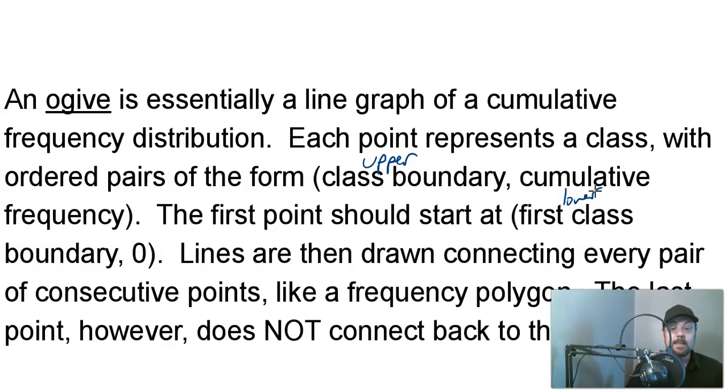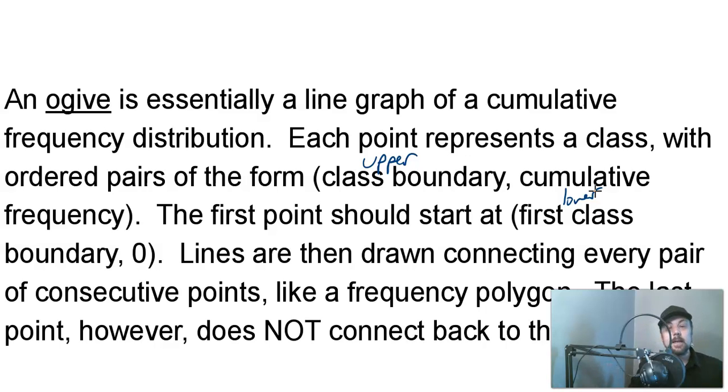I do know that for a fact. What we don't do is tie the other end down to the x-axis. So the ogive will start at the x-axis at 0, but it grows and grows and grows, and then we just leave it hanging up there. We do not take the end of that and tie it back down to the x-axis. So that's going to be one major difference between an ogive and a frequency polygon.